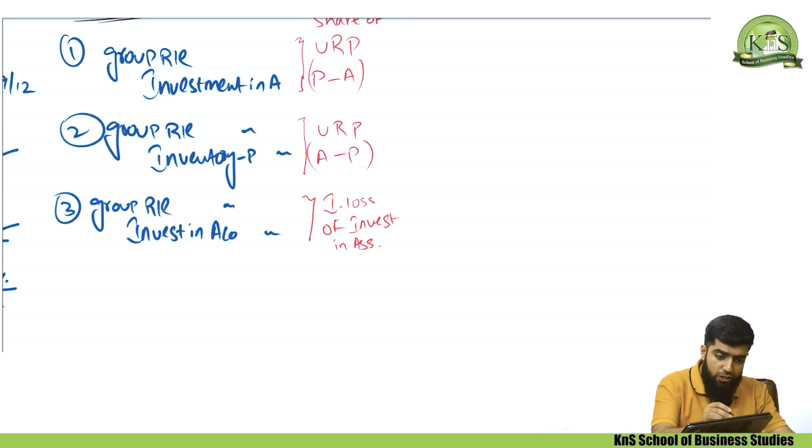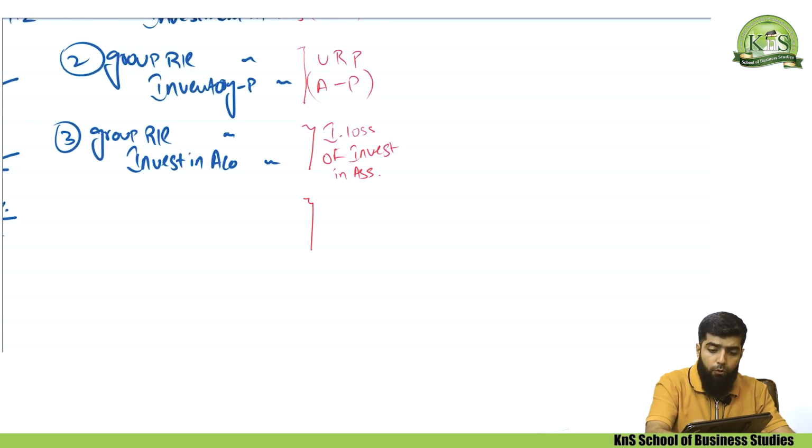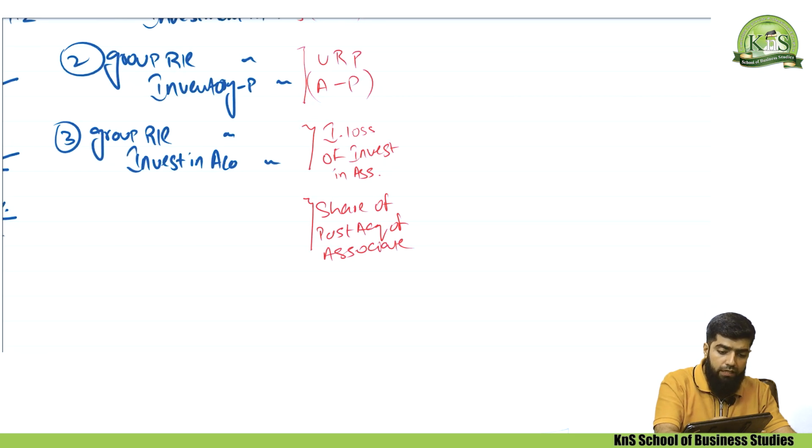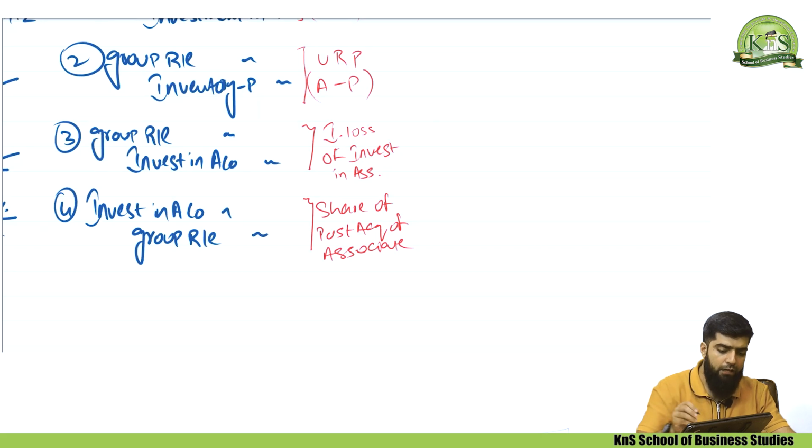Another adjustment that you need to account for is the transfer of the share of post acquisition profit of the associate company. How will the accounting entry be recorded? Investment in associate company will be debited, and the group retained earnings will be credited.